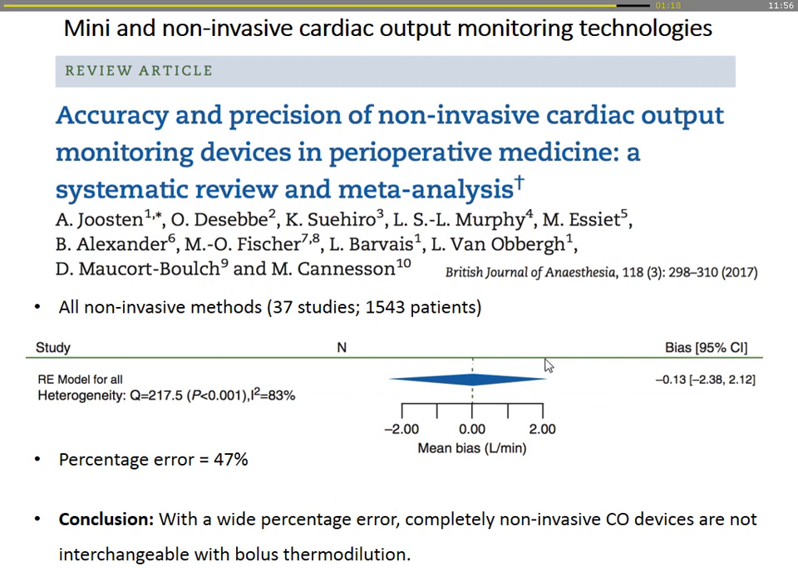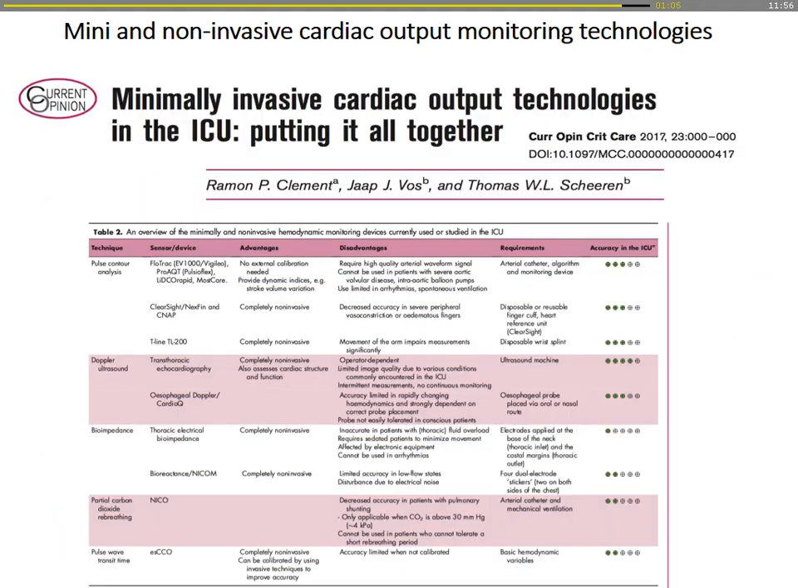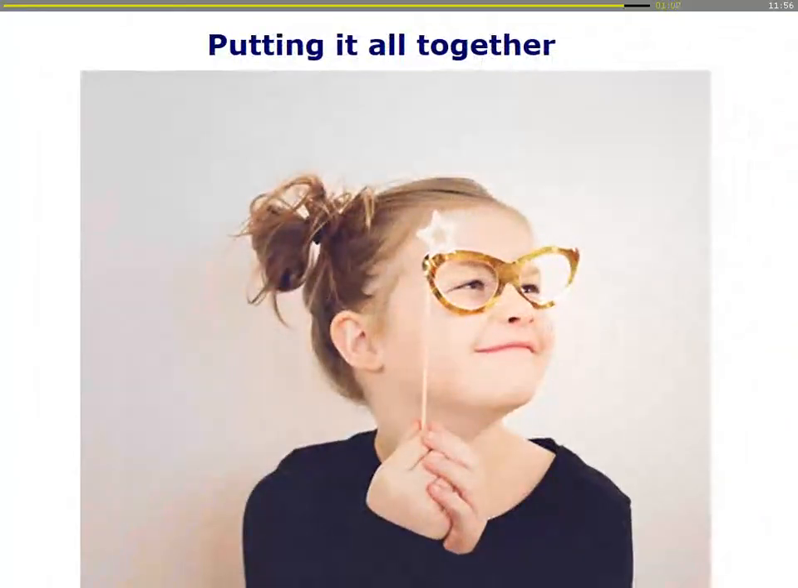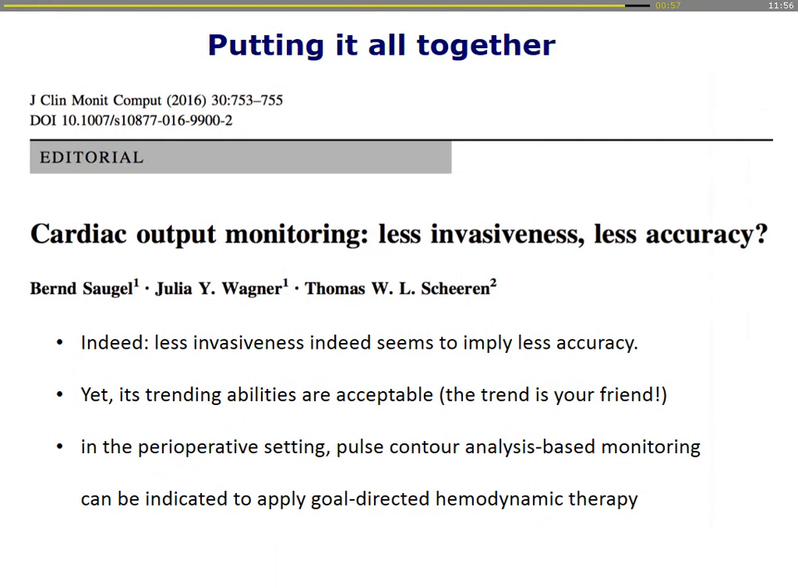When you look at all of these non-invasive technologies, summarizing them, the percentage error was 47%. So they are not interchangeable with the gold standard of bolus thermodilution, and this is the summary from our paper. If we put this all together, the question was: is less invasiveness accompanied by less accuracy? And yes, as we wrote in this editorial, less invasiveness seems to imply less accuracy, but the trending abilities of most of these techniques are acceptable.